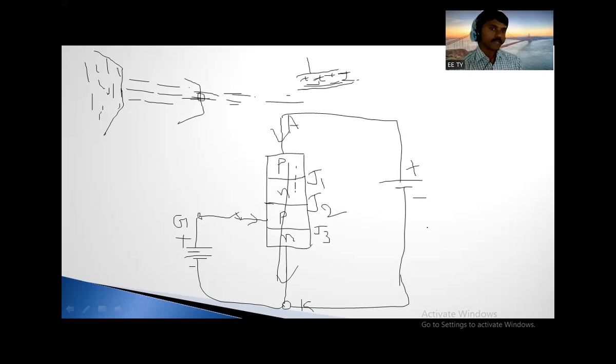Okay, so again I will repeat this concept. If this concept is clear, you can easily understand the turn-on methods of SCR. Is this concept clear? Is there any doubt? Online students, please.